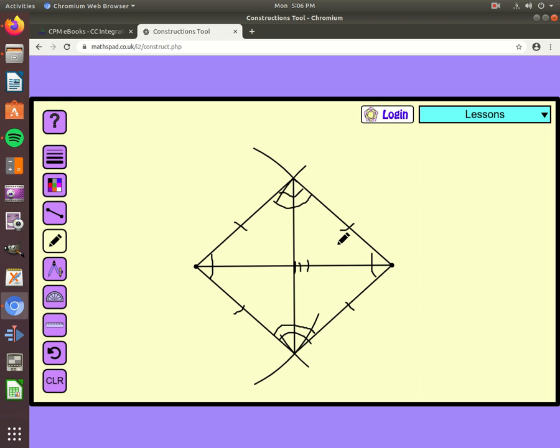And that's important because I know because of CPCTC, this side is across from 2. So this side length, I guess I'll give this one a side length of 3 here.